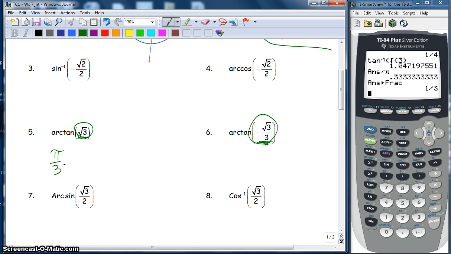Now with tangent, remember, you don't have to draw the unit circle to find the second angle. They're always at 180 degree intervals, or pi intervals, because that is how often tangent repeats itself.